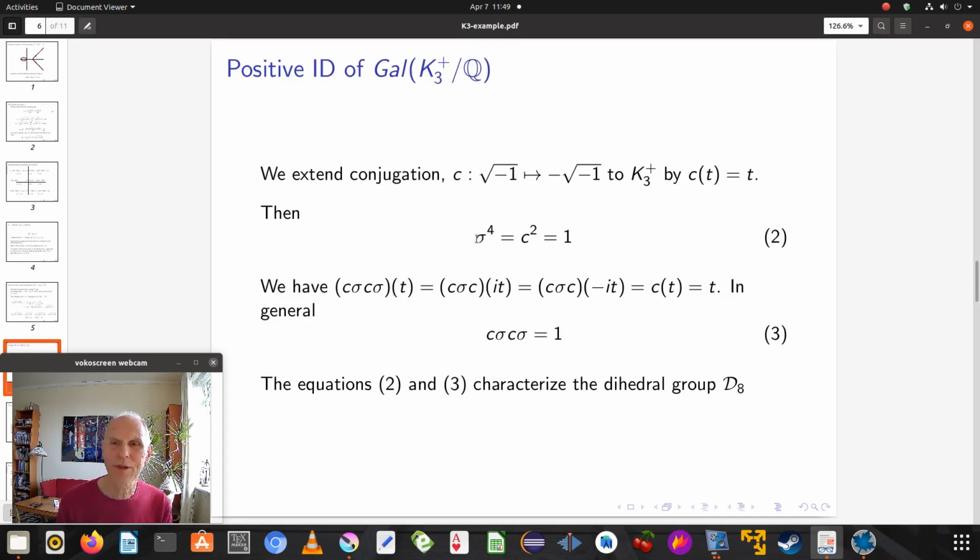Now, of course, this we already know, and then computing this, it gives t, and can we conclude this from that? No, I think we need to operate on square root of minus 1 as well. Square root of minus 1 does nothing, change sign, does nothing, change sign. So with these two, I think we can conclude this. And these two equations characterize the dihedral group, so that's a positive ID. So now, I was aware of this.